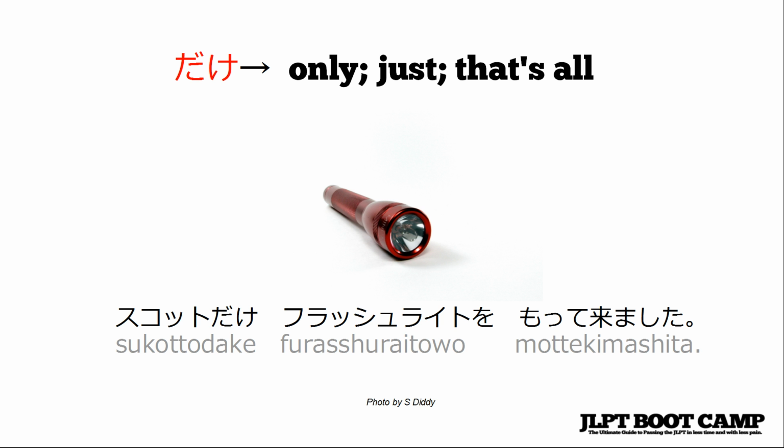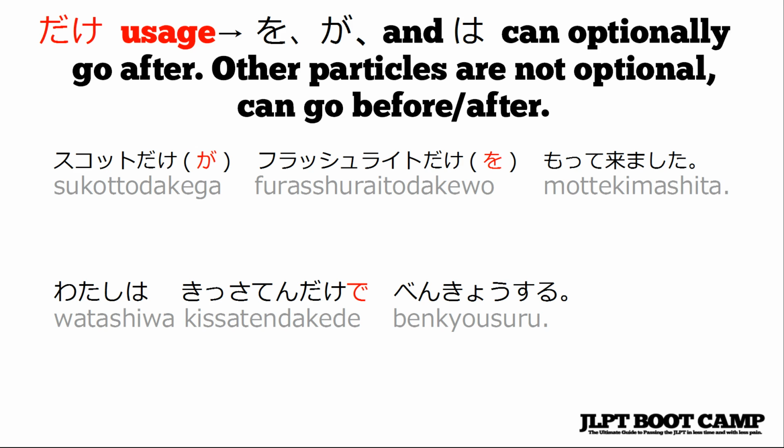Now, how to use dake is for the o, ga, and wa particles. These can optionally go after, and other particles are not optional and can go before or after. So basically, if you're using dake for the subject or for the object of the sentence, you don't need to use o, ga, or wa. You would use them for emphasis, but you don't need to use them. Other particles you would have to use.